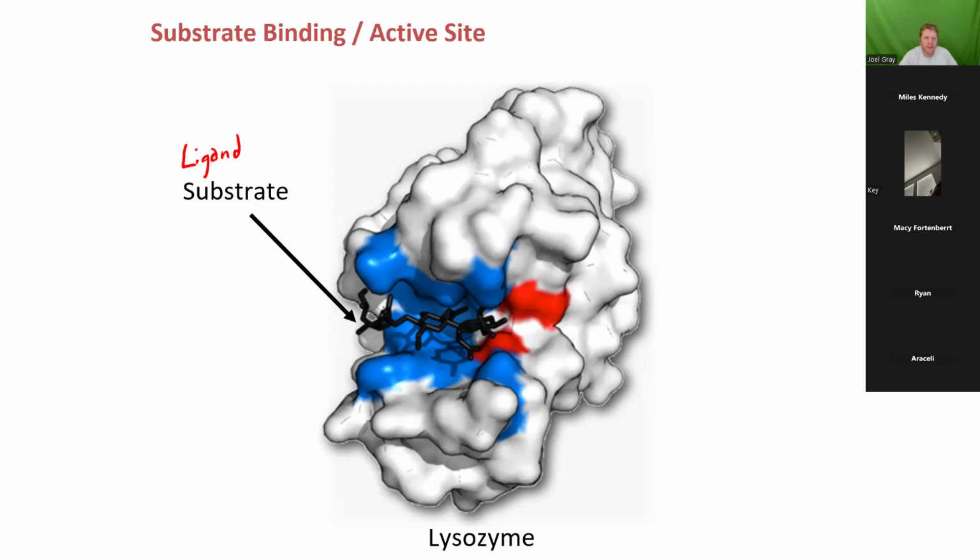So we're talking about enzymes, so we're talking about substrates, those small molecules that an enzyme can bind. Now that substrate is going to bind in a particular location on that protein. That location is known as the substrate binding site. That substrate binding site is adjacent to a site known as the active site of an enzyme.